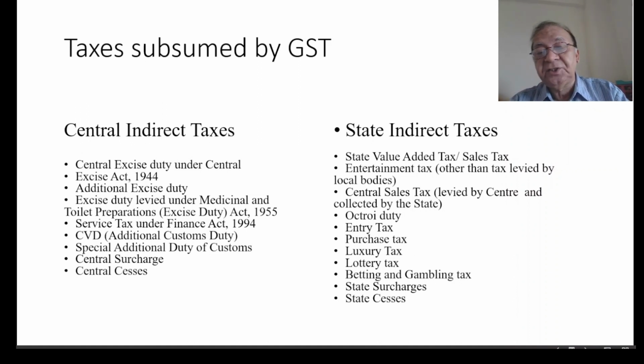State indirect taxes which were subsumed by GST: state value added tax, sales tax, entertainment tax other than that levied by municipal committees and local bodies, central sales tax, octroi, country tax, purchase tax, luxury tax, lottery tax, betting and gambling tax, state surcharges, and state cess.